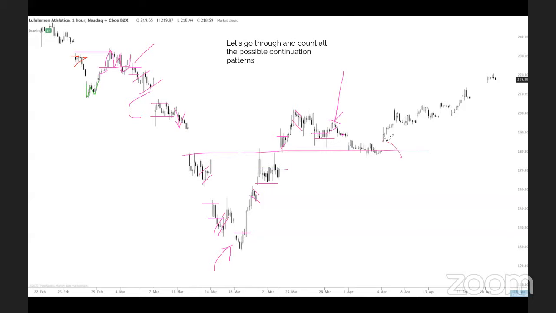Gapped up. There's your pennant pattern, two-day pennant pattern, followed by a stair step pattern. Now we're at resistance. Let me try to draw that resistance line a little bit better. Hashtag trackpad is life. Trackpad life.